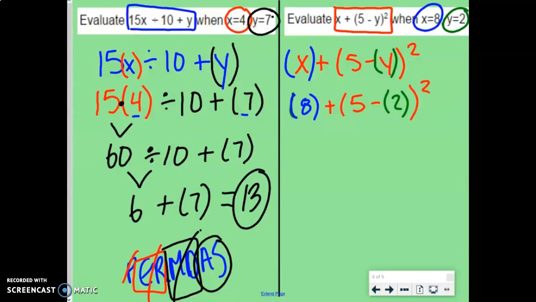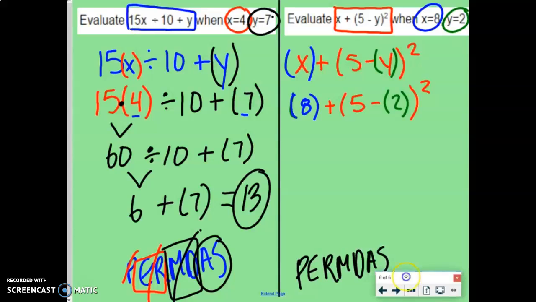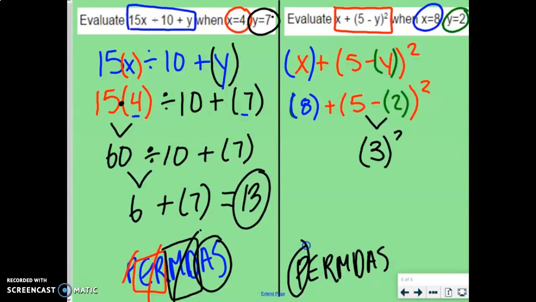Make sure that the only things that change in that expression are the variables. Everything else should stay the same. And again, after you substitute those variables in the expression, follow along with parentheses, exponents, multiply, divide, add, subtract. Inside that set of parentheses, we can do 5 minus 2 for 3, rewrite the rest of the expression.